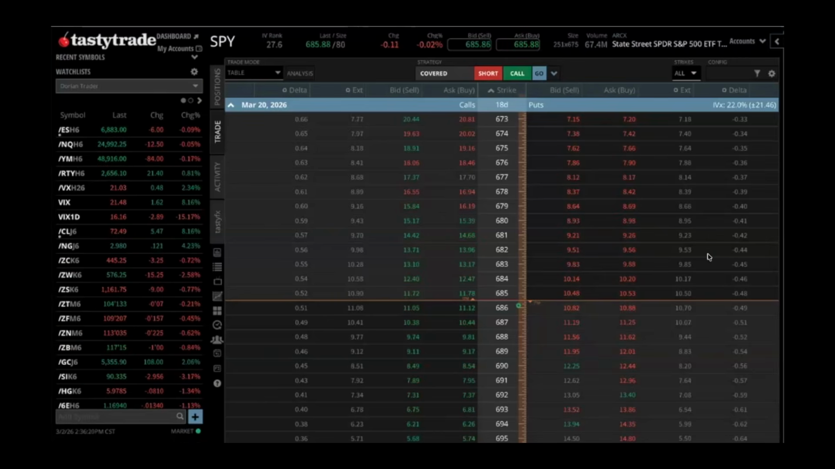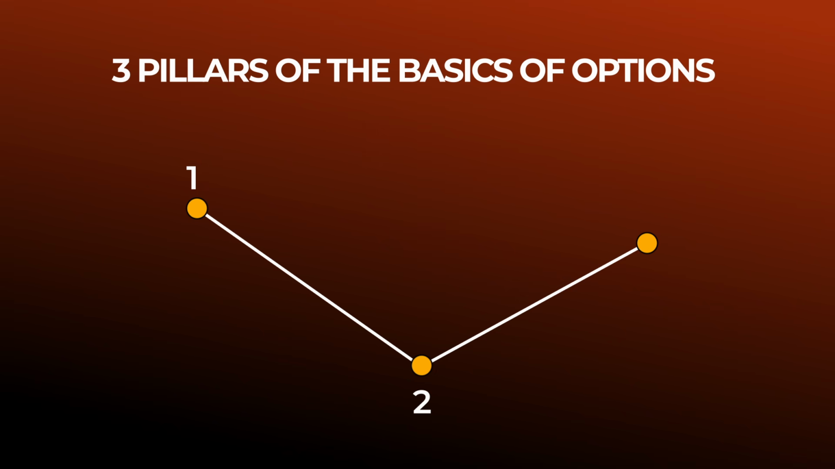Kind of makes me think about the story of the three pigs, right? In my opinion, the basics of options is that kind of concept of building your house correctly. You want to build it solidly, and you do that by understanding the three pillars. The first pillar is understanding what a call and a put are, what's happening when you buy and sell calls and puts, and the rights and obligations.